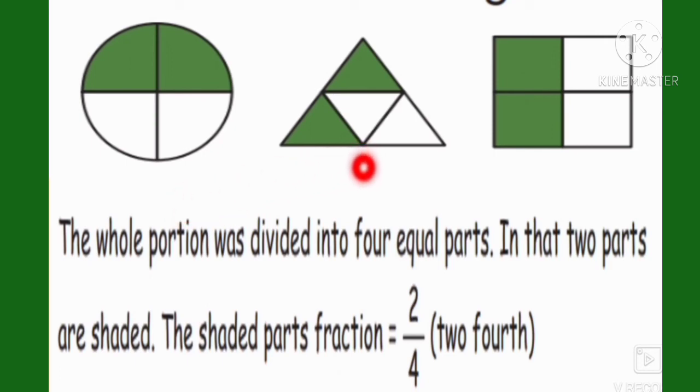So here in the triangle, yes, the fraction of shaded and unshaded portion will be 2 by 4. And here in the square, similarly, we can say the same. The fraction of shaded or unshaded portion will be the same fraction, which is 2 by 4. And also 2 by 4 can be read as 2/4.